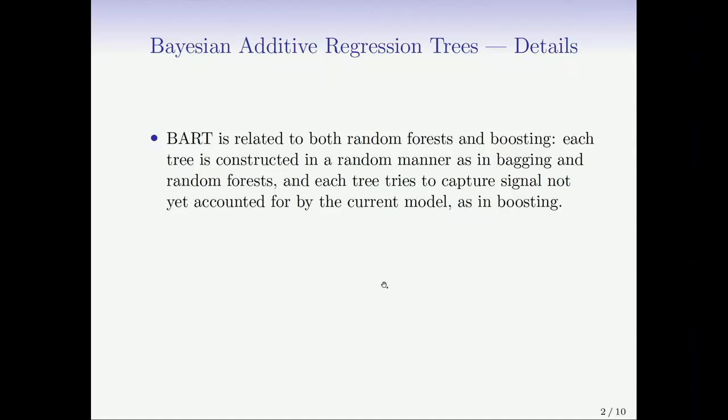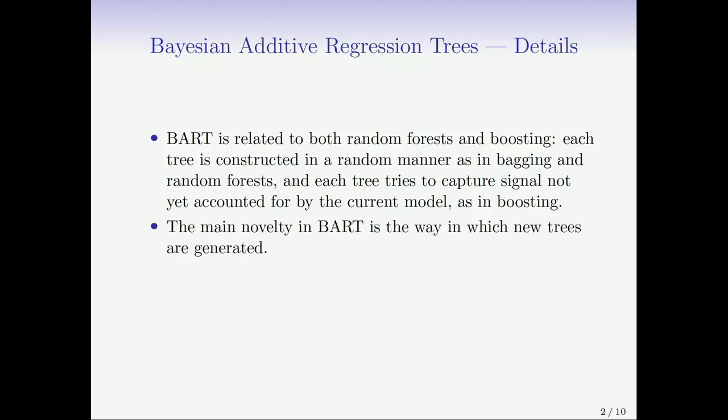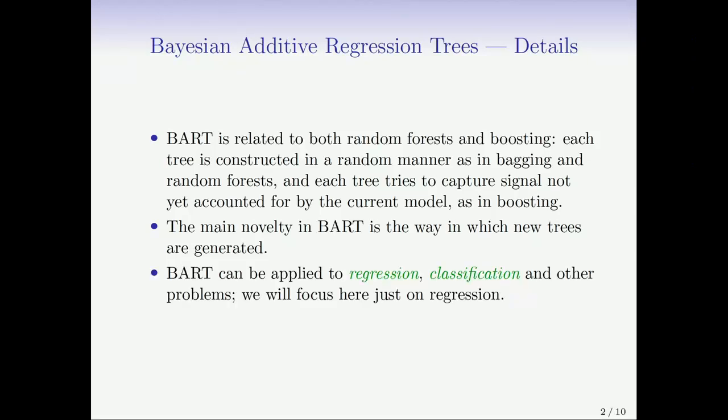Okay, BART is related both to random forest and boosting. It has the random feature, as in bagging and random forest, that it draws random samples to build trees. But it also has a similarity to boosting in that it uses the other trees and a kind of partial residual to choose the next tree to improve the overall fit, to try to account for the signal that's not been captured by the current model. So it's got similarities to both random forest, bagging, and boosting. The main novelty, as you'll see, is the way in which the new trees are generated, which is quite different than the other methods. It can be applied to regression, classification, and other problems like survival analysis, but here we'll just focus on regression.